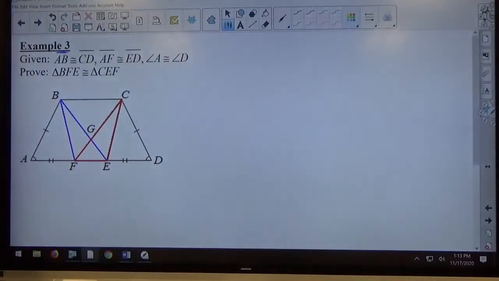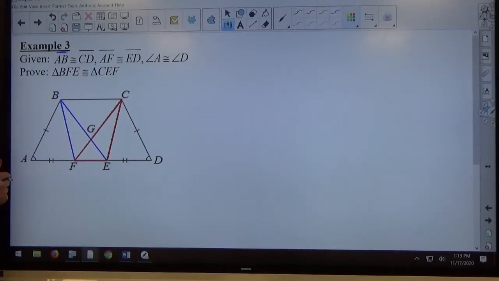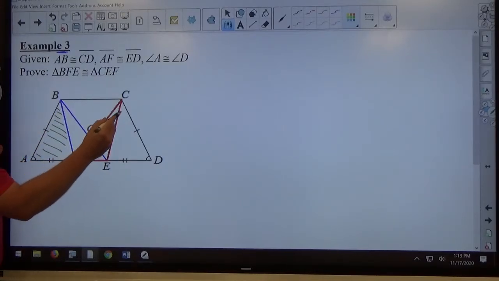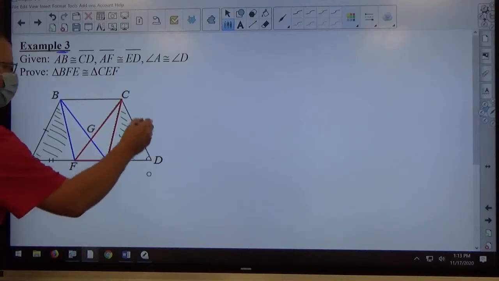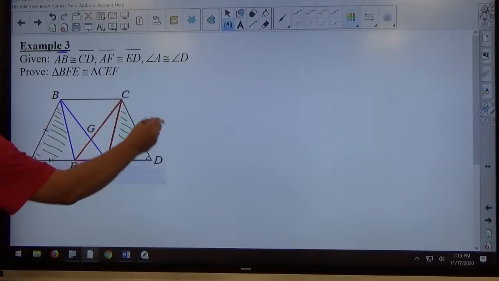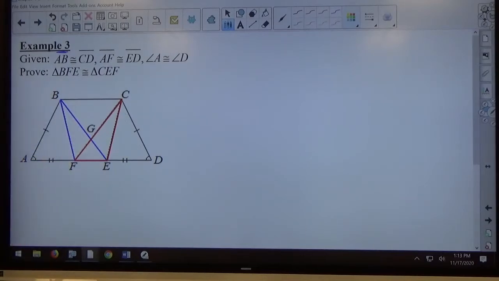So, based on what they tell us, that these sides and those angles are all congruent, can everybody see that this triangle right here, triangle BAF, and this triangle here, triangle CDE, my side angles are congruent? All right. So let's start with that. So I'm thinking right off the bat, write the given information, state the congruent triangles.